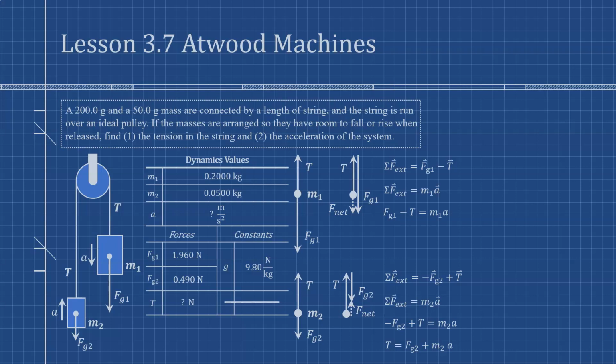So here I'm going to combine the Fg1 minus T equals M1A equation, and I'm going to substitute in for T the bottom equation, T equals Fg2 plus M2A. And I get this equation when I combine those two. Now just look at what this equation is saying. The weight force of my larger object minus the weight of the smaller object, because that object is pulling backwards on it, minus the second mass times acceleration equals the first mass times acceleration.